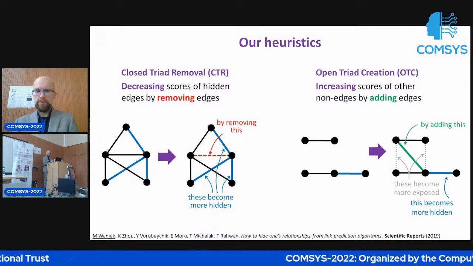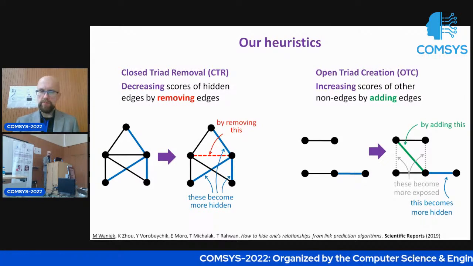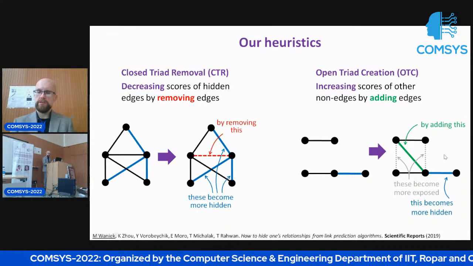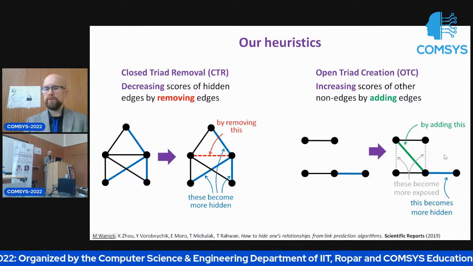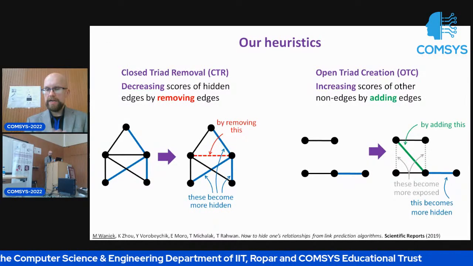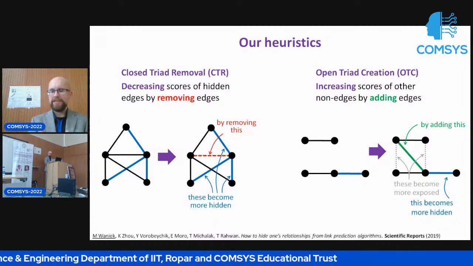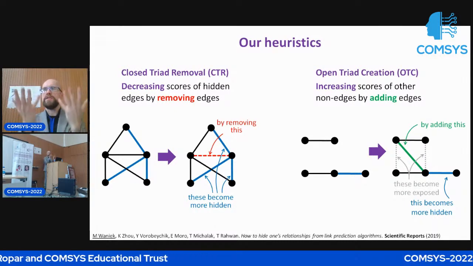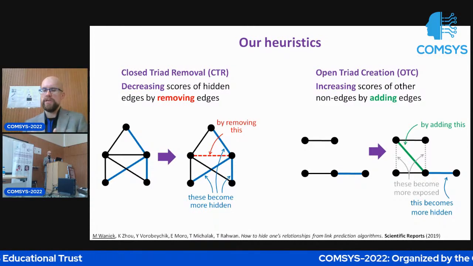And in another heuristic, we try to create open triads. By adding one edge, we create new common neighbors for edges that are actually non-existing. So instead of actively lowering the scores of hidden edges, we are increasing the scores of actual non-edges in this network.